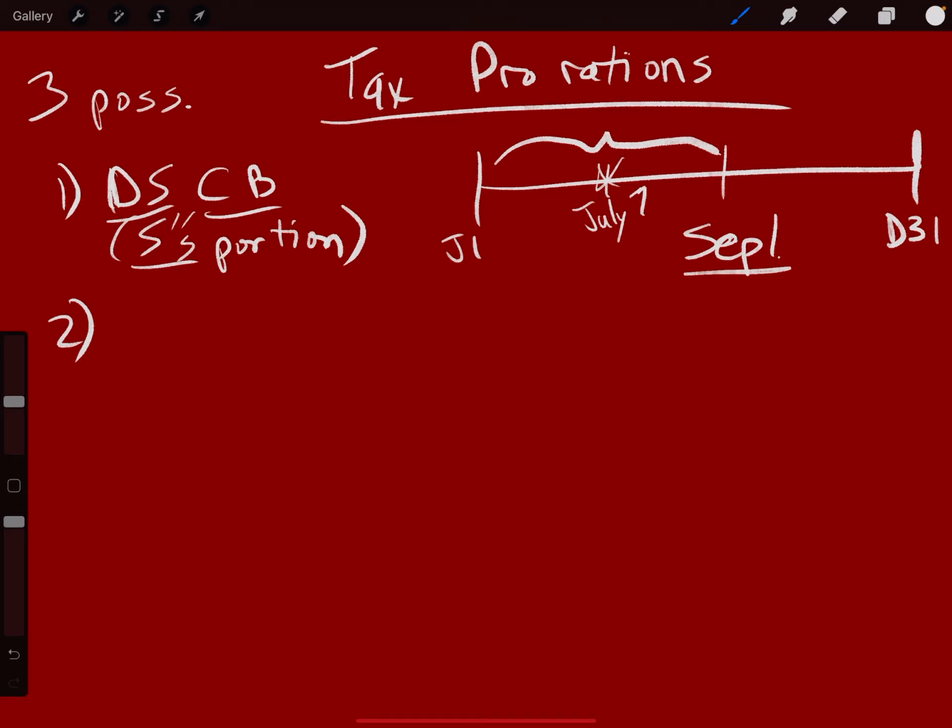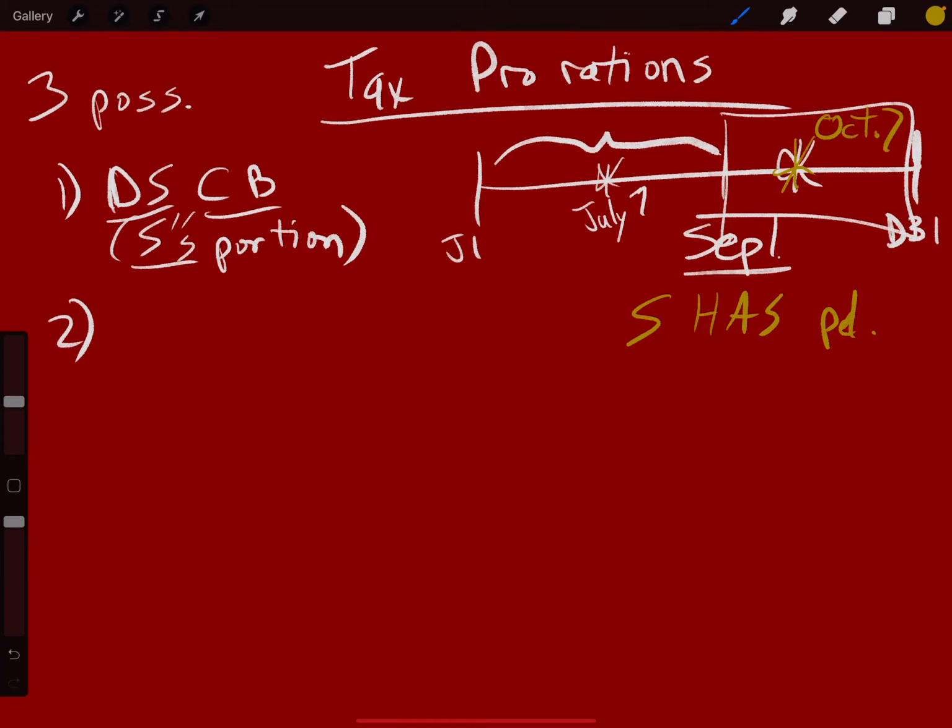The other possibility is if we close sometime in this time frame, September 1st or after. We're going to close here, let's just say October 7th. So we don't have enough information. October 7th is our closing, and the seller has paid the taxes for the whole year. The bill came out September 1st. They had it available to be paid, and they paid it. Seller has paid for the whole year. Therefore, we need to give them some money back in the amount of the buyer's portion, because the seller's not going to be the owner while the buyer's the owner, obviously.